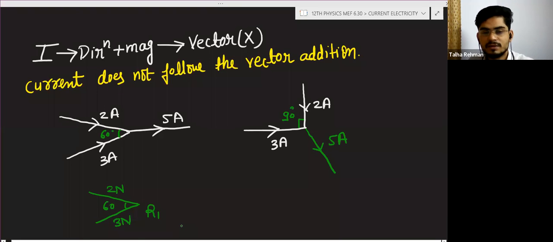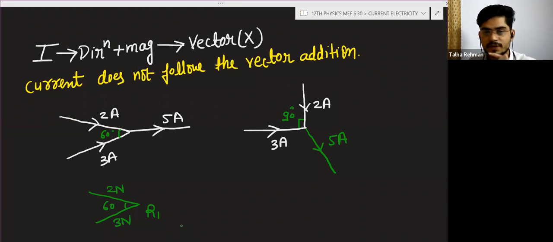Matthew and Nawal, anyone. When two vectors are at some angle, what is the formula for resultant? Do you know?